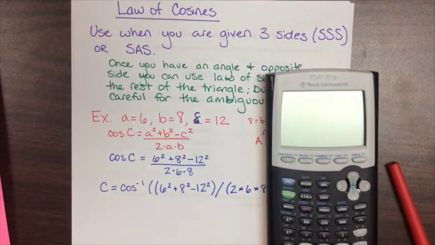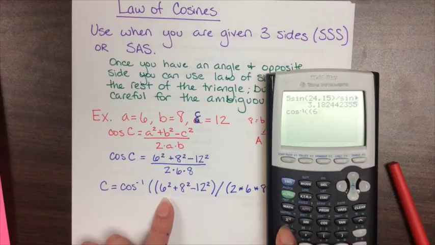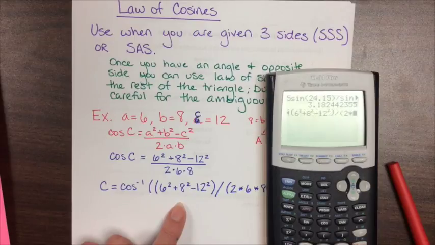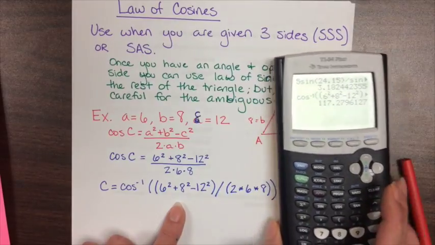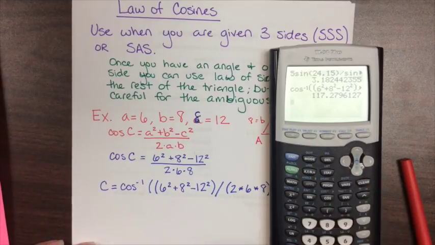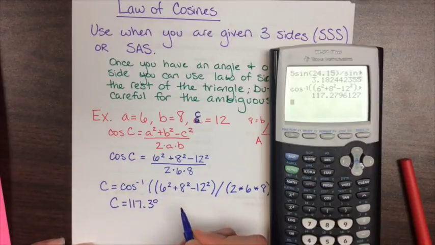So let's go to our calculator and plug this in. We have second cosine, parentheses for my numerator, 6 squared plus 8 squared minus 12 squared, close the numerator, divide by, open the denominator, 2 times 6 times 8, close the denominator, close the inverse. And you get that angle C is 117.3 degrees.